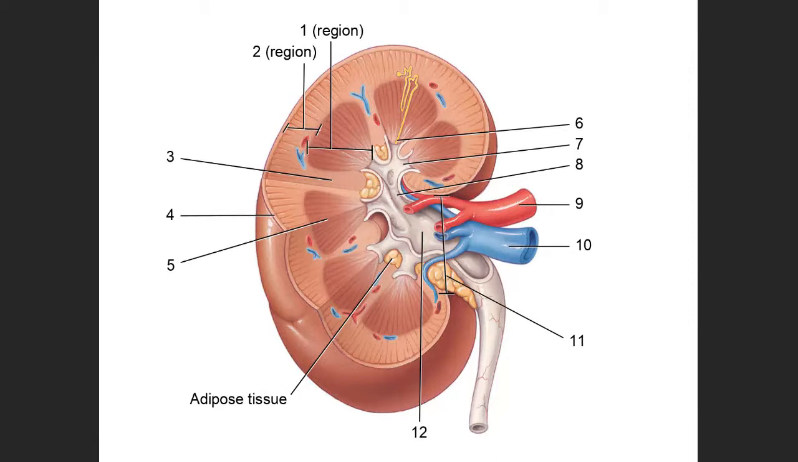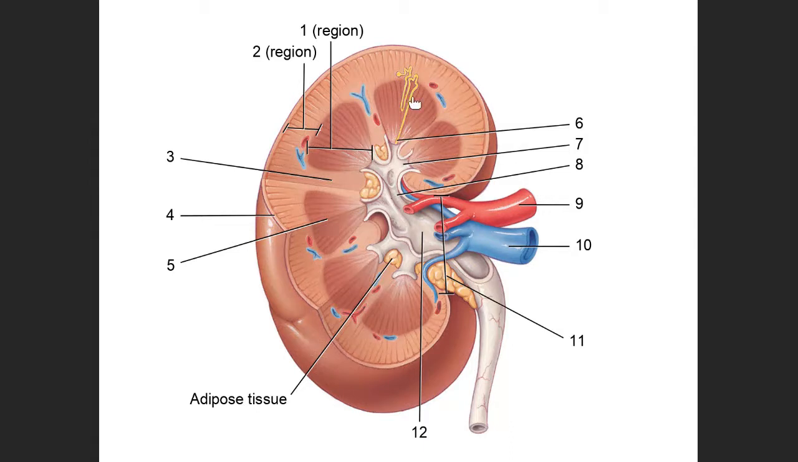In this picture, you have the frontal section or coronal section of the kidney. Number 1 is the medulla of the kidney. Number 2 is the cortex. Number 3 is called renal column or column of Bertin. Number 4 is the capsule of the kidney, and number 5 is the renal pyramids.